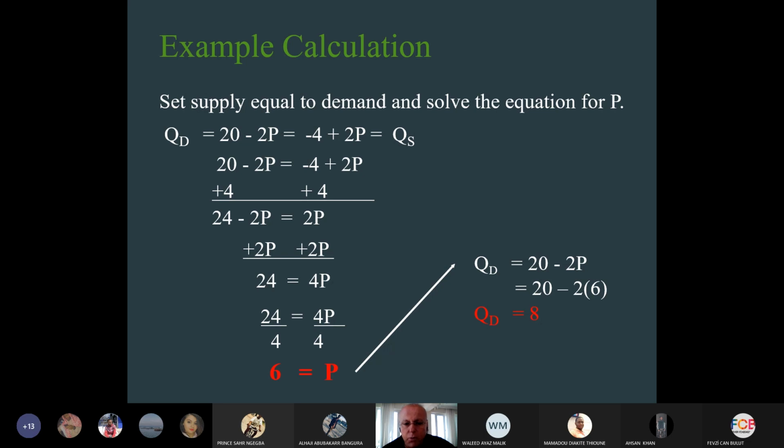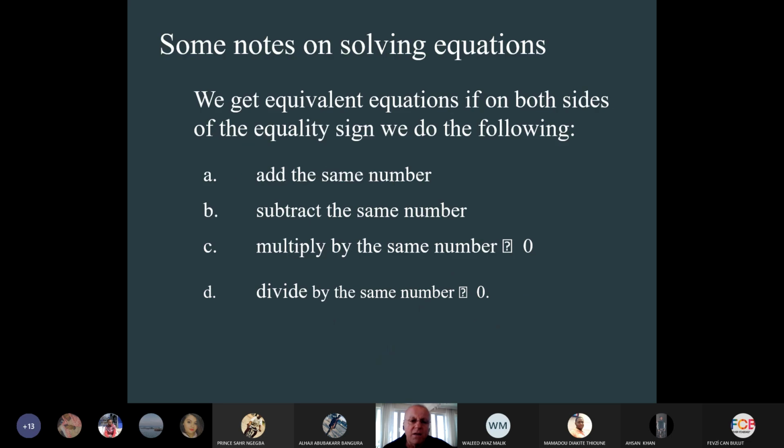When you are putting it into the supply or demand here, 20 minus 2p, what is the meaning of this? 20 minus 2 multiplied by 6 is 20 minus 12, which is 8. Then QD is 8, where QD is equal to QS, which is 8. Then we have here the equilibrium price 6 and the equilibrium quantity 8, which is solved on this graph.